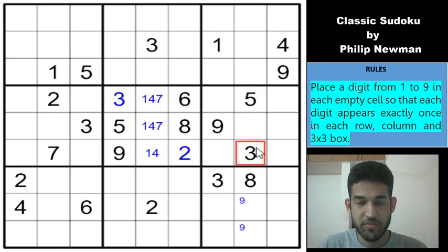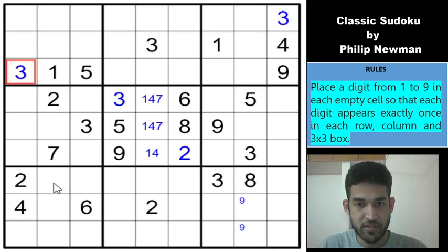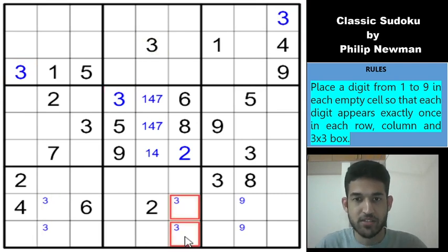There is a 3 in column 7 and 8, which means that this would be a 3. Simple classic rule. And that gives a 3 here, which gives a 3 in one of these cells. And looking at these 3s, we'll get the 3 in one of these cells. So I think we have placed all the 3s except 2, right? Yeah.